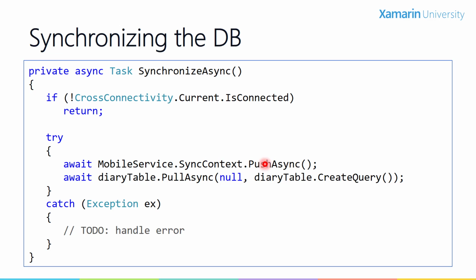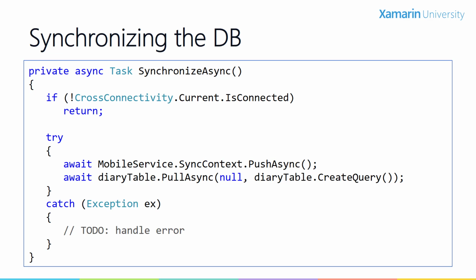You'll notice that this is global. This one applies to all of our tables. But then we can pull on an individual table basis. So we can say this table, diary table, or quiz question table, dot pull async. All right, and then we'll be ready to have complete offline capabilities, both update and read offline capabilities.